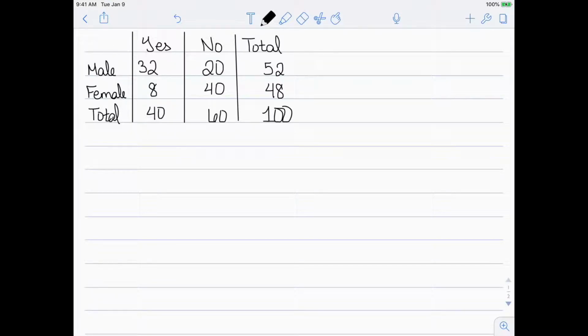I now want to look at probability using something called a two-way table. And the easiest way to do this is through an example. This is what a two-way table looks like.